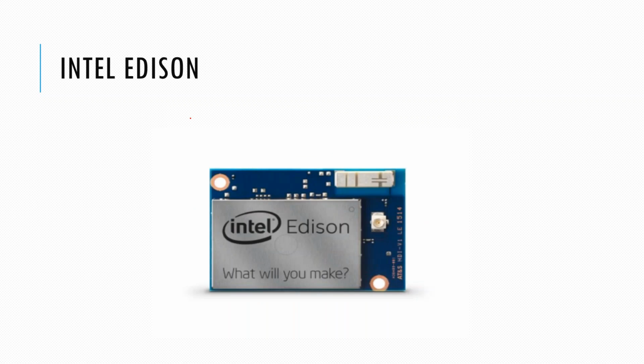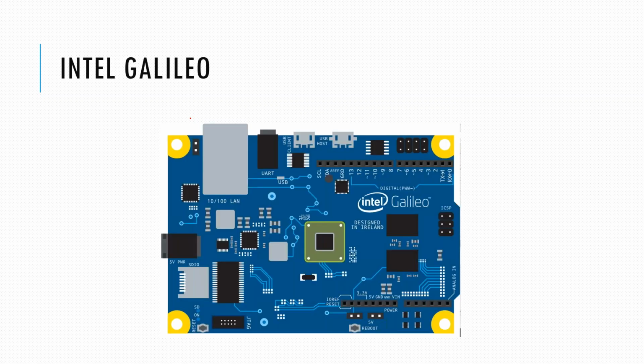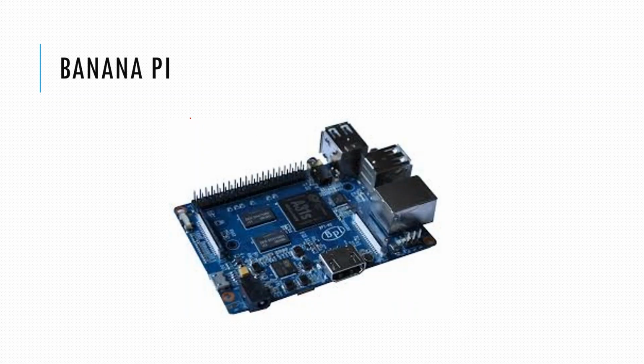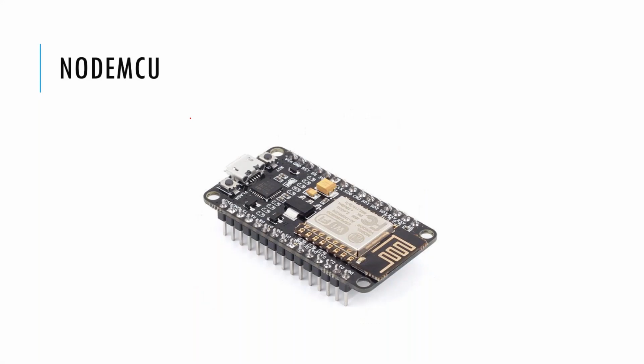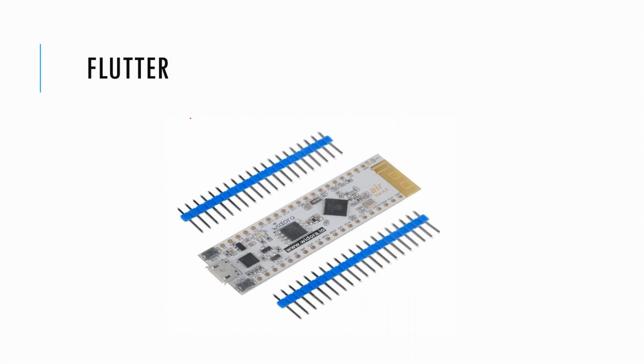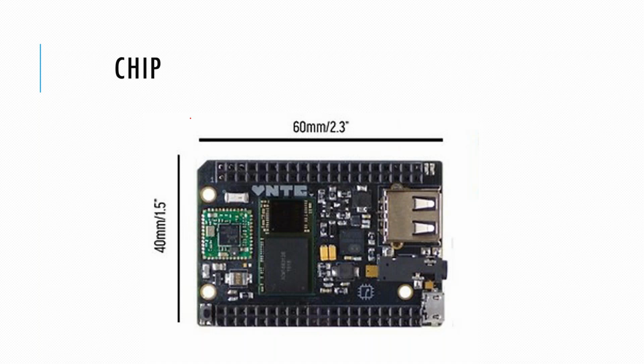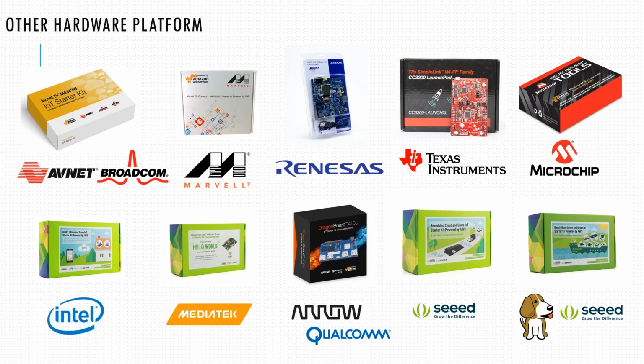After that, we have Intel boards also in the market. Intel Galileo, the different versions of the Intel Galileo, Banana Pi. After that, we have Beaglebone Black. We can be using Beaglebone Black and NodeMCU, the ESP8266 12E version known as the NodeMCU. So these are the different microcontrollers which are very famous, and we can use them to interface different sensors and actuators.